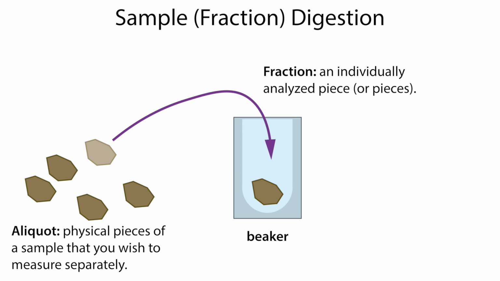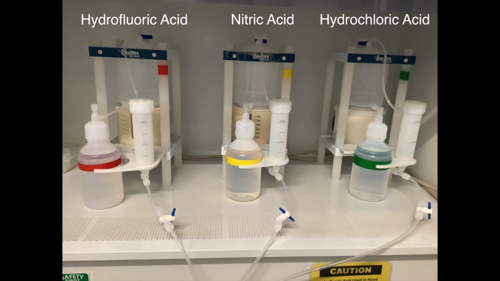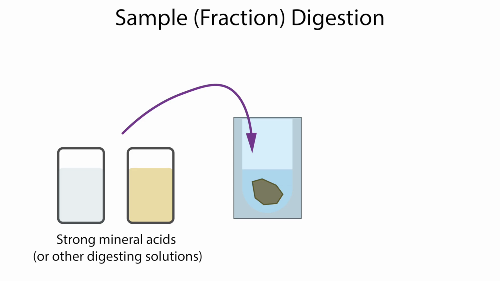Each of these pieces that we measure is called a fraction, so let's place one of these fractions into a beaker. Then, into the same beaker, we will introduce digesting solutions, in which our fraction is soluble, or readily dissolved and converted from solid sample to ionic salts within a solution. This is typically accomplished using strong mineral acids like hydrochloric acid, hydrofluoric acid, and nitric acid. But different geologic materials may require different methods for complete digestion.